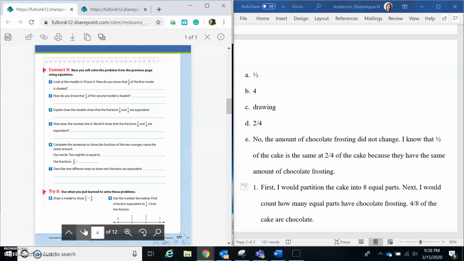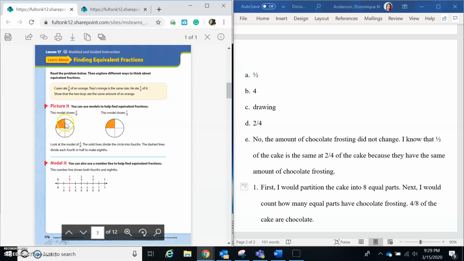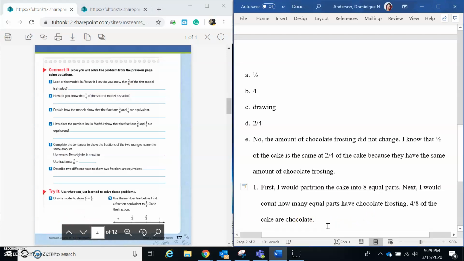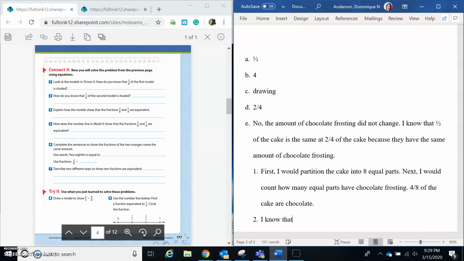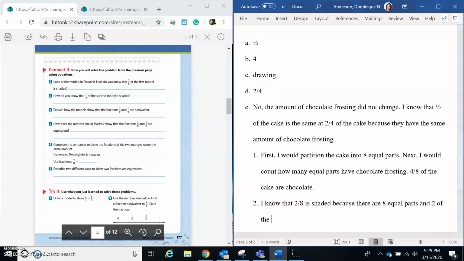So now we're gonna answer some problems about those models. It says, look at the models in the picture. How do you know that 2/8 of the first model is shaded? So how do you know that 2/8 is shaded here? Well, how many equal parts do we have? 8. And how many shaded? 2. So we can simply just say, I know that 2/8 is shaded because there are 8 equal parts and 2 of the equal parts are shaded.